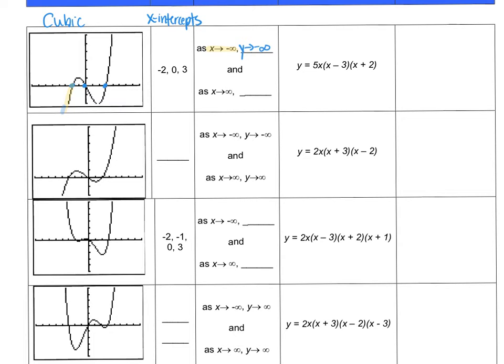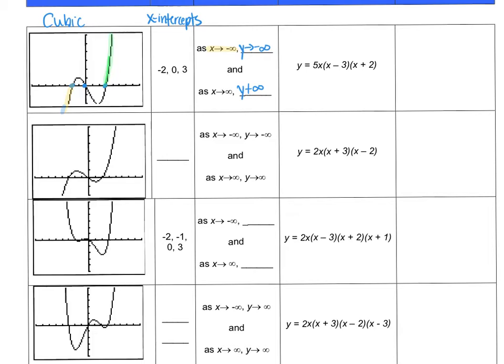All right, and then if we wanted to look at x on the positive end, we'd look at this side of the graph. I'm going to use a highlighter. So as x approaches positive infinity, what's happening to our y values? Well, our y's are also getting more positive. So as x approaches positive infinity, y approaches positive infinity.